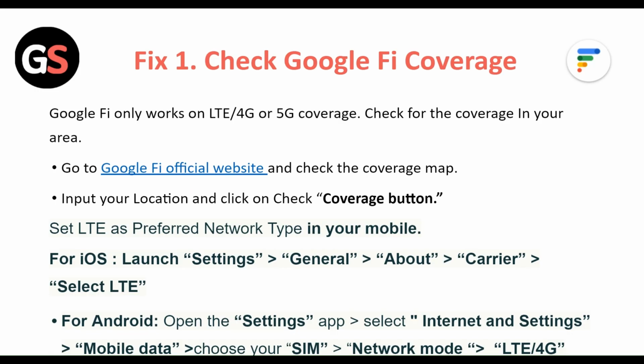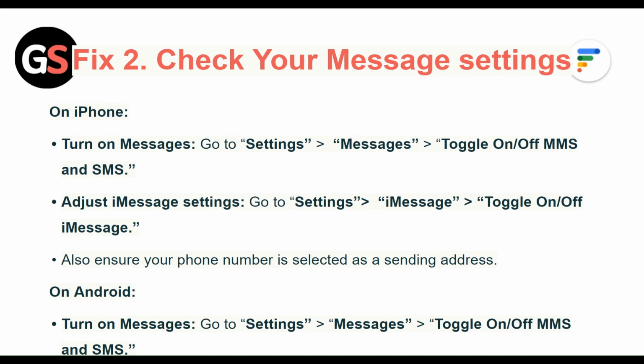Set LTE as the preferred network type on your mobile. For iOS, go to settings, then general, then about, then carrier, then select LTE. For Android, open the settings app, select internet and settings, then mobile data, then choose your SIM, then network mode, then LTE/4G.